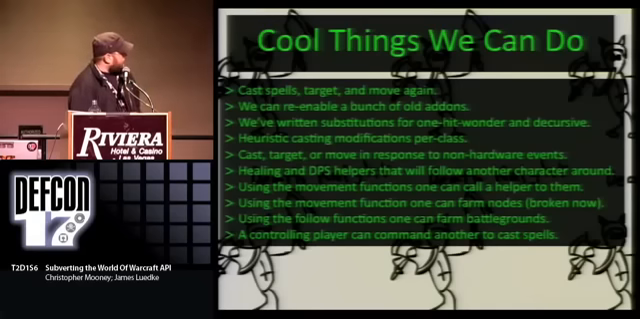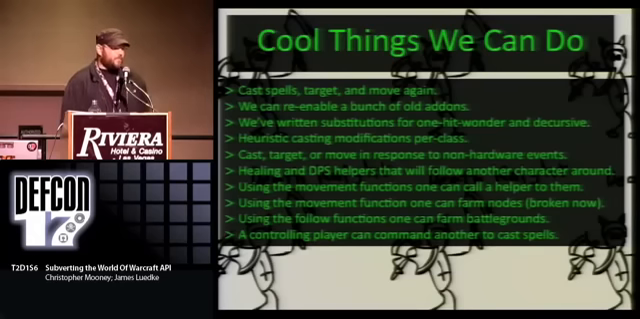Let's see. We've written our own substitutions for one-hit wonder, decursive, that sort of thing. We have a bunch of heuristic casting modifications. So, basically, does this person need a heal? Should I cast this really destructive spell on somebody? You know, the types of things that you would expect in a game like this. So I don't want to say artificial intelligence, but there's definitely something close. And this is really fun.